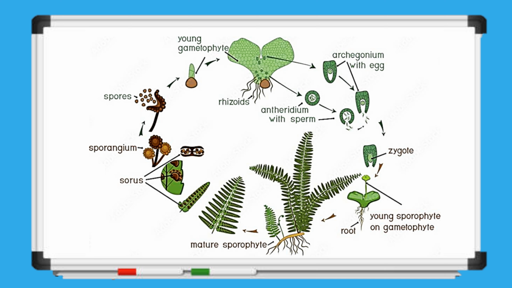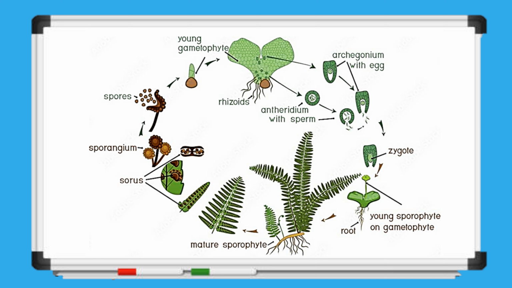Let's take a closer look at the life cycle of ferns. A fern's life cycle shows how it switches between two stages. It starts with the sporophyte, the leafy fern we see. On the underside of its leaves are small clusters called sori, which contain structures, sporangia, that produce tiny spores through a process called meiosis. These spores grow into a tiny, heart-shaped plant called the gametophyte, or prothallus.